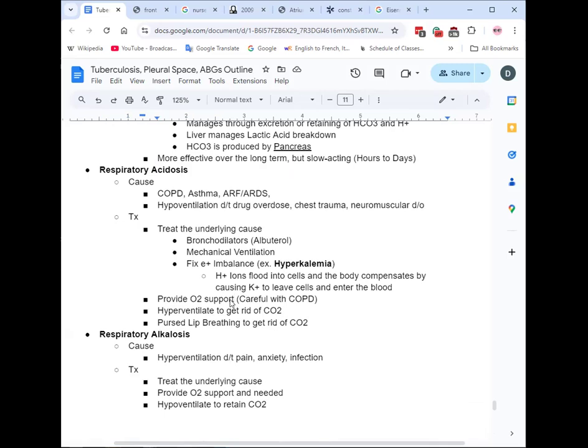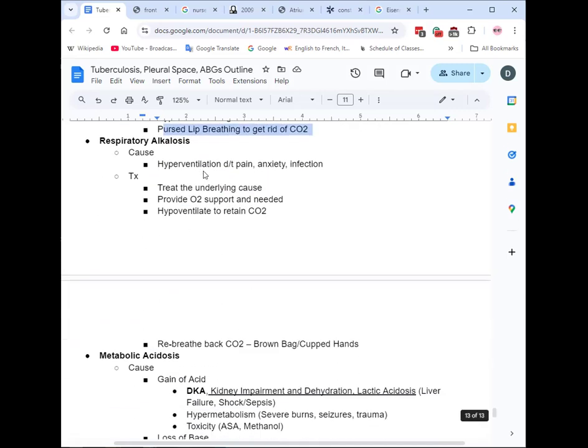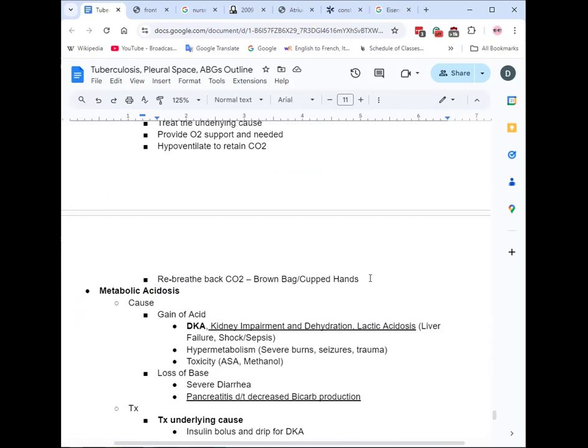But some other things that can help if you have respiratory acidosis would be getting rid of CO2. If you have COPD, you have to be a little bit careful. That's where the pursed lip breathing comes into play as well. If you have respiratory alkalosis from hyperventilation, anxiety, pain, infection, stuff like that, that's when that brown bag thing we see in the movies all the time comes in, like people having anxiety attacks and then breathing into the bag.